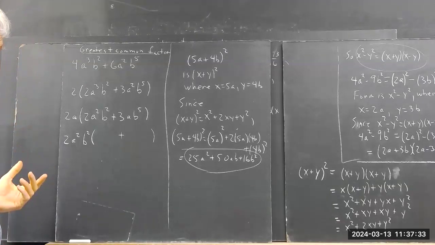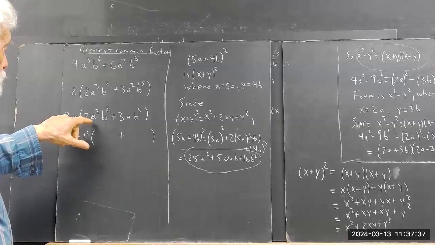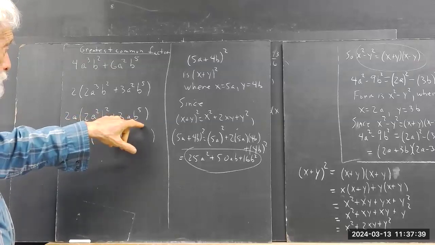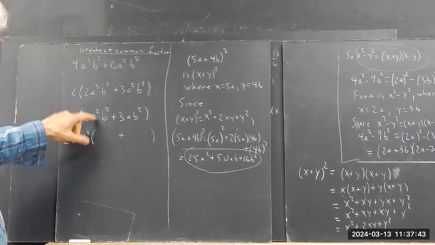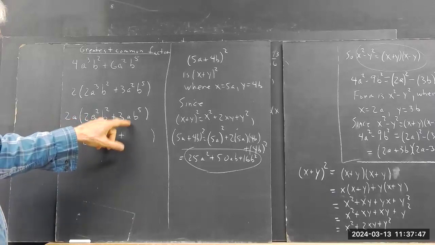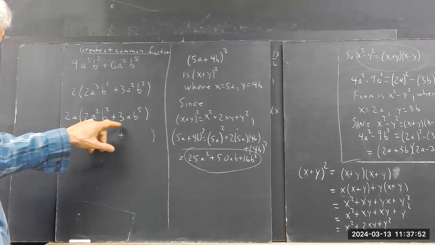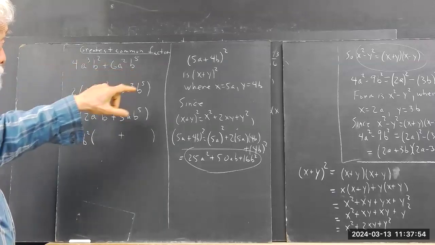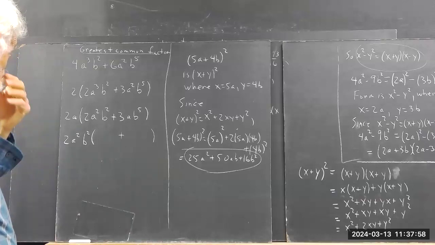Now we can go further. We could write this as 2a times the quantity 2a squared b squared plus 3ab to the fifth. Why? Because a times a squared gives us a cubed, and a times a gives us a squared. And then if we multiply by the 2, we get our original expression. Now, you need to ponder that. You need to think about it a little bit.